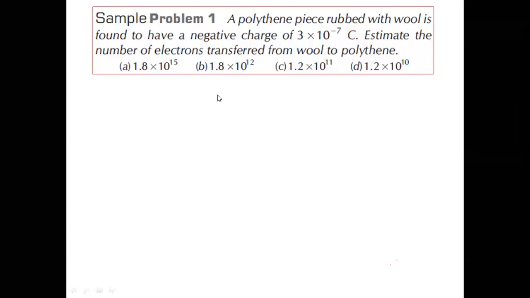Let me go for a small example you will appreciate. A polythene piece rubbed with wool is found to have a negative charge, meaning polythene acquires negative charge, wool becomes positive charge, meaning wool loses charge. So the polythene piece is going to acquire a charge of 3 into 10 to the minus 7. Estimate the number of electrons transferred from wool to polythene. That's why the question is very simple. You need to associate.